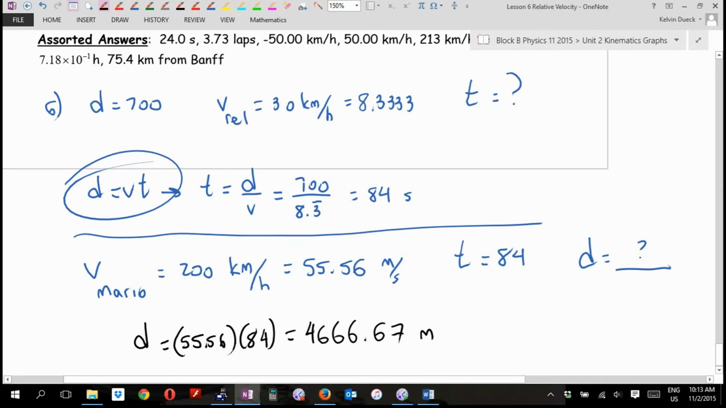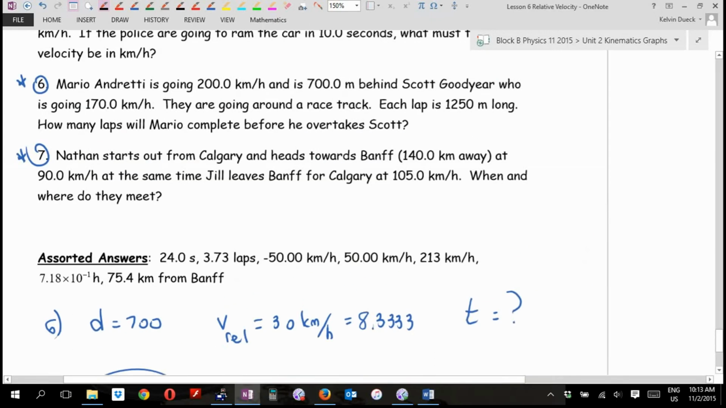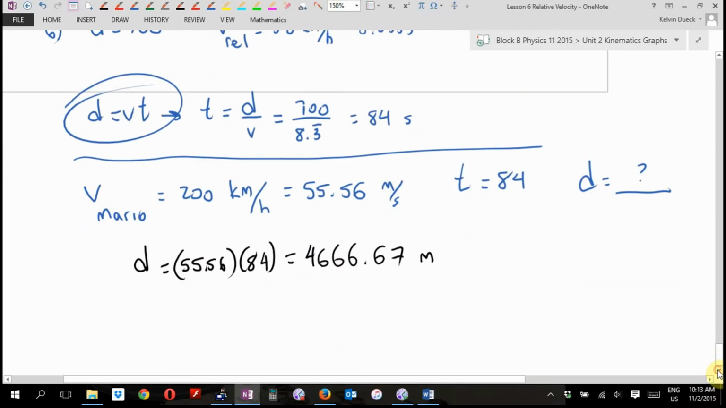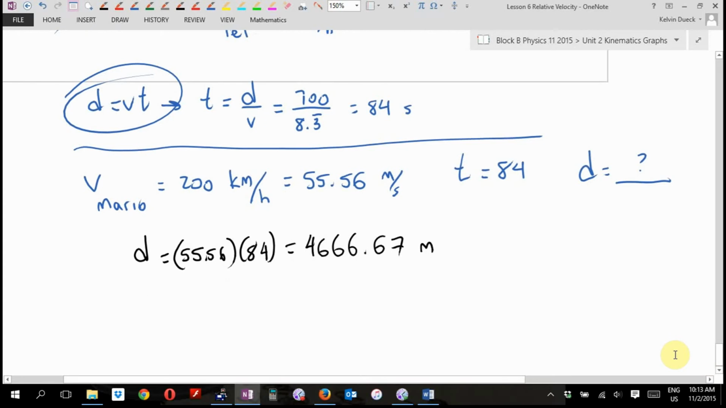How long is one track lap? Do you have it in front of you? Oh, he didn't open to the home. Okay. 1250. So how can I figure out how many laps that's going to be? How many laps is 4,666.6 repeating meters if one lap is 1250?